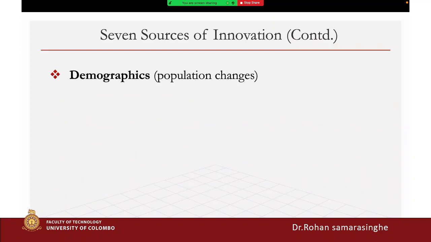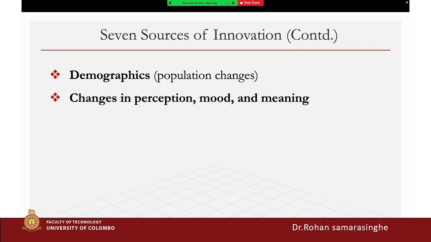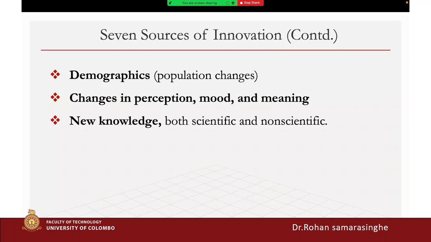So the next one is demographics, the population changes, and also changes in perceptions, mood, and meaning. Sometimes you can see the perceptions change. Consider that nowadays you can find gyms as well as beauty salons in each and every city, not just one, sometimes two or three gyms as well as beauty salons. Why? Changing perceptions, mood, and meaning.